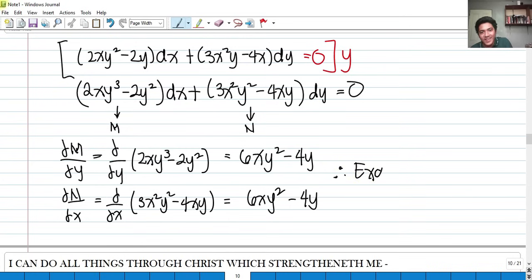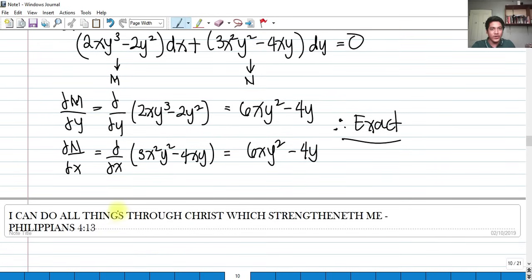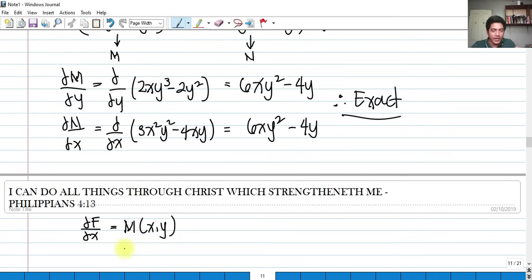Therefore, they are exact. And we know how to solve exact DE. So in order for us to solve exact DE, we take the partial of f with respect to x first. The partial of f with respect to x is equal to M, a function of x and y.